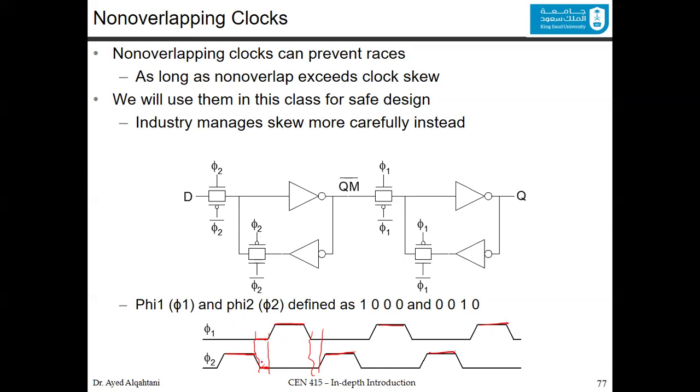So these guards we want, but if you have a long period of guarding, this will affect the performance. You should keep them as short as possible, and at the same time, long enough to have a good guard between phi 1 and phi 2. And you could define them this way: phi 1 is 1, 0, 0, 0, meaning 1 and then 0, 0, 0, and phi 2 is 0, 0, 1, 0, meaning 0, 0, and then 1, and then 0. If you want to define them this way, you could, especially when we use tools.